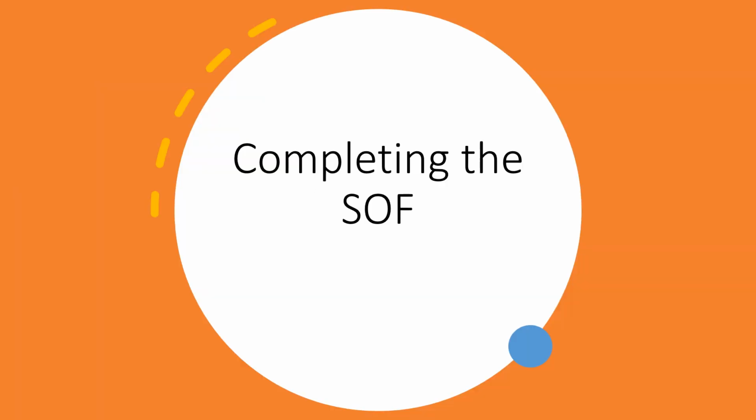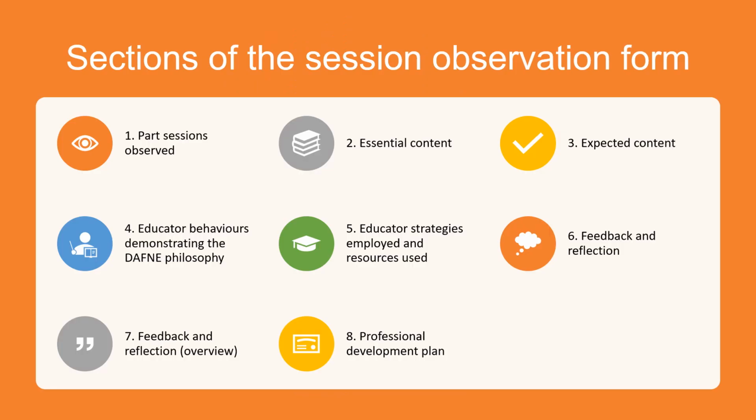Let's look at how to complete the session observation form. The form is divided into 8 sections. Sections 1 to 5 are completed by the observer during observation. Sections 6 to 8 are completed by the educator being observed during reflective feedback and discussion with the observer.